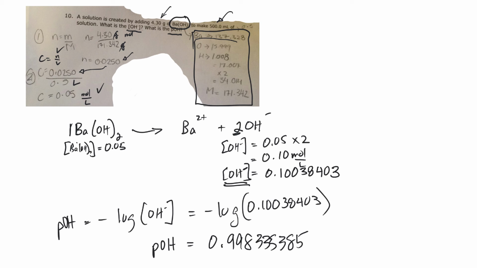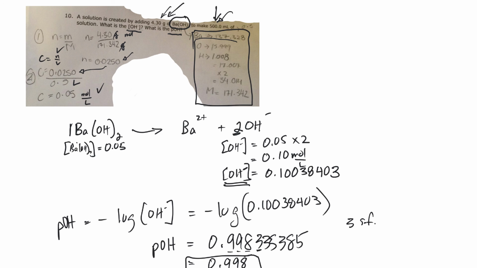And so up here I have 3 sig figs, 4 sig figs, so I got to go to the weakest, 3 sig figs. So 3 sig figs for a pOH are 3 decimals after the decimal sign. So it'd be 0.998. The next digit is less than 5, so this one would stay at 8. So that'll be your pOH.